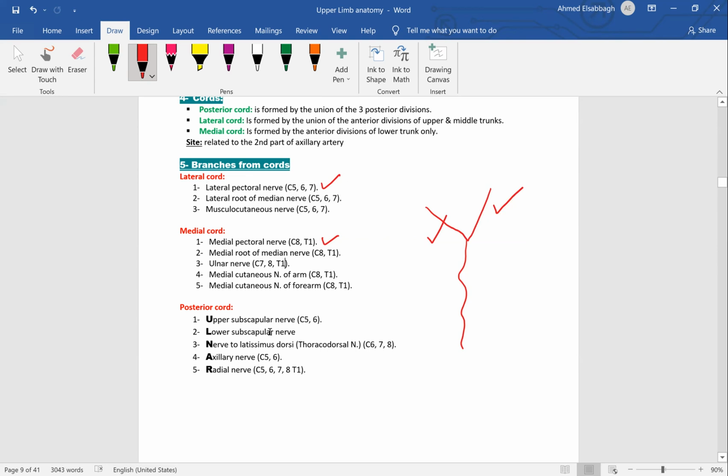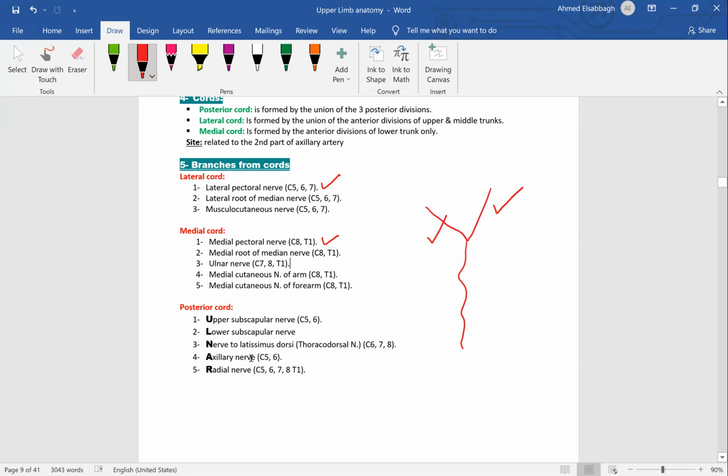These are the branches of the cords. Okay. So during studying the musculocutaneous, ulnar and median nerves, we don't have to know the origin, because, of course, the musculocutaneous nerve is from the lateral cord. Ulnar nerve from the medial cord. Median nerve has a lateral root and a medial root. Lateral root from lateral cord, medial root from medial cord.